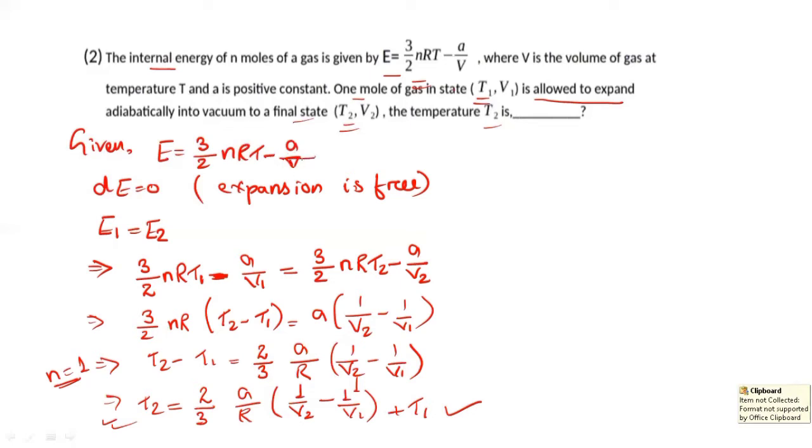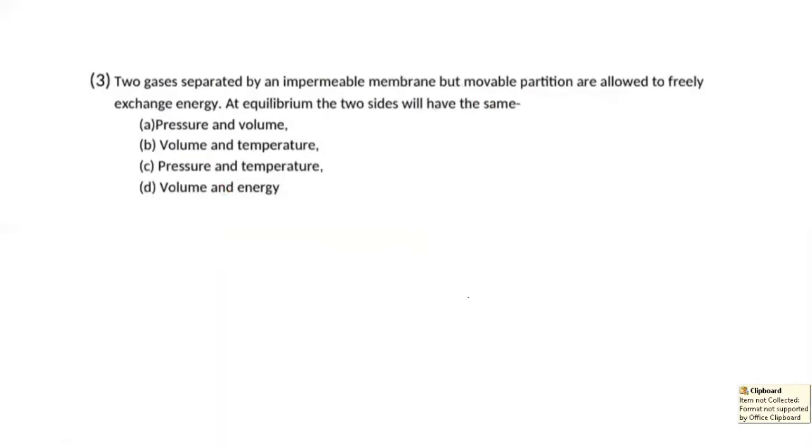What is given to us? We are given the internal energy. The expansion is free, so dE is equal to 0. That means E1 is equal to E2. Using this energy, we have written the value of E1 and E2, and then we have calculated the value of T2. Now let's see question number 3.